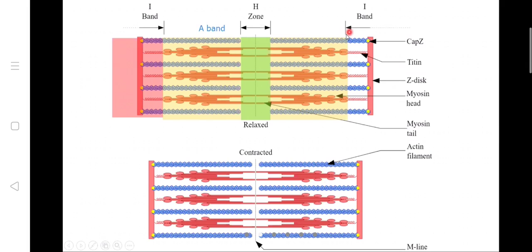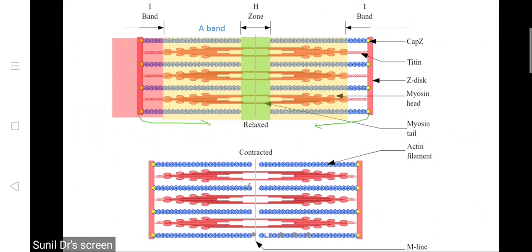Now we'll see what is going to happen when the sarcomere is going to contract. That means this end and this end are going to pull apart. So this Z line is going to move like this, and this Z line is going to move like this. Why? Because the myosin is pulling the actin, and the actin is attached to this Z line. So when the actin moves, the Z line also will move. What will happen to these bands now?